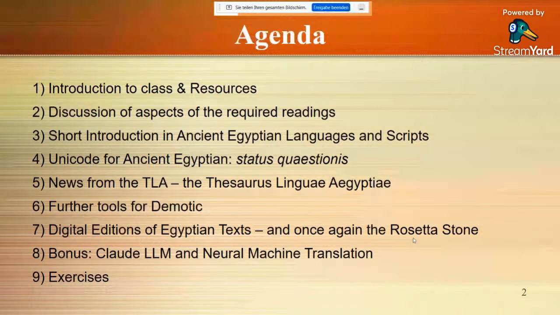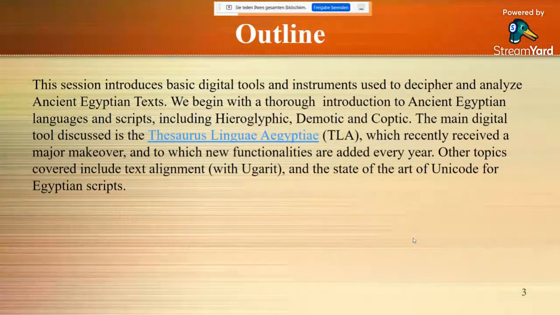And then at the end, something you will be familiar with maybe if you've seen something of us before, the Rosetta Stone and digital editions of Egyptian texts. And as a little bonus, we will look into large language models and Egyptian and see if these AI tools out there can actually speak right in hieroglyphs. And at the end, we will, of course, discuss something and have a look at the exercises. So that's what we have in store for you today. This is our outline for this session.